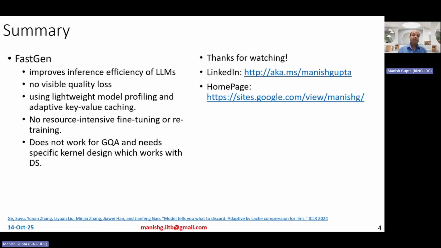Okay. However, one negative part of this is that it does not work for GQA as of now. It needs special kernel design, which works with DeepSpeed. So if you're working with, let's say, Hugging Face Accelerate, implementing this on top of Hugging Face Accelerate will be some more work. That's it for this video.